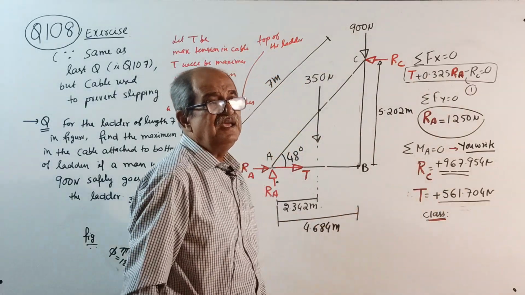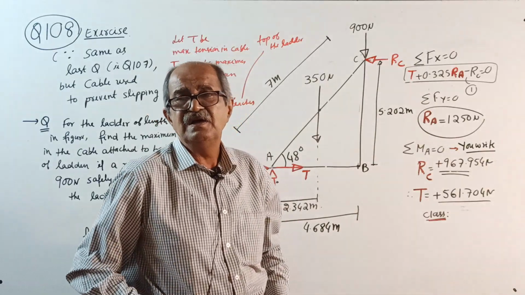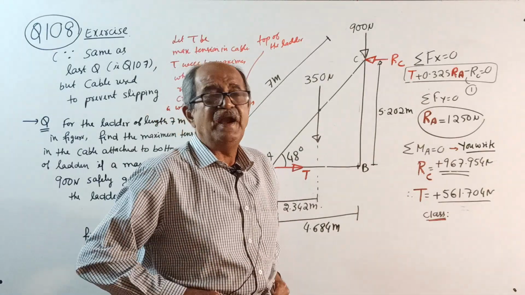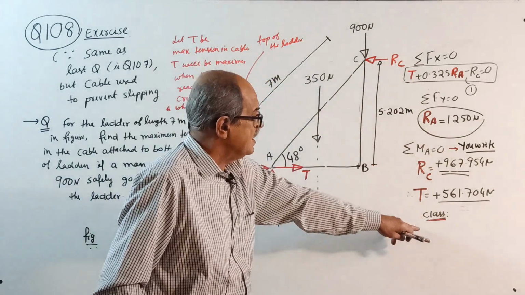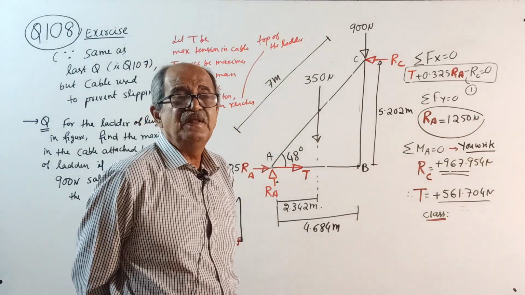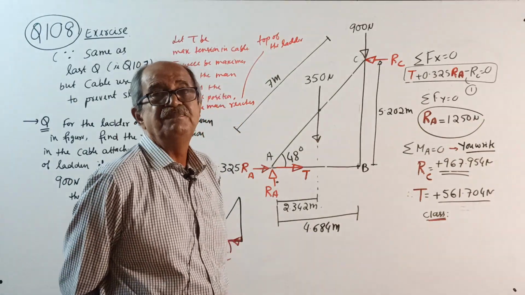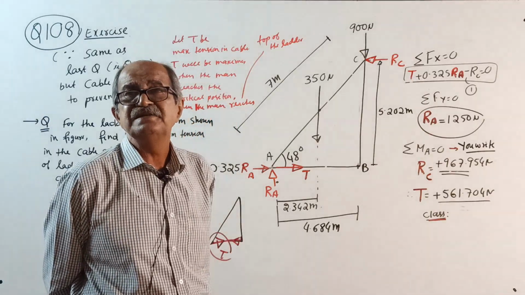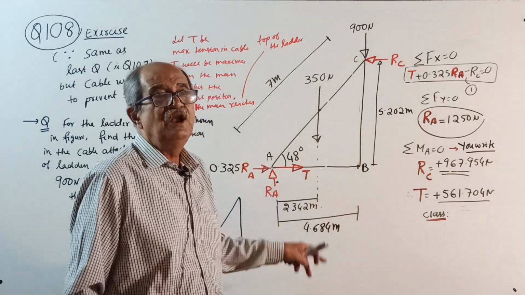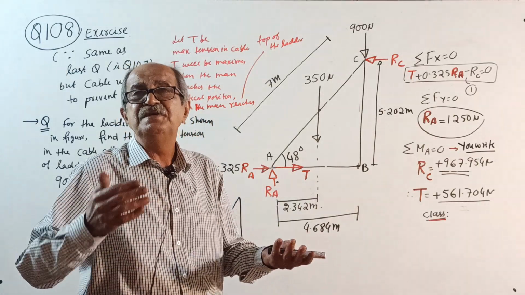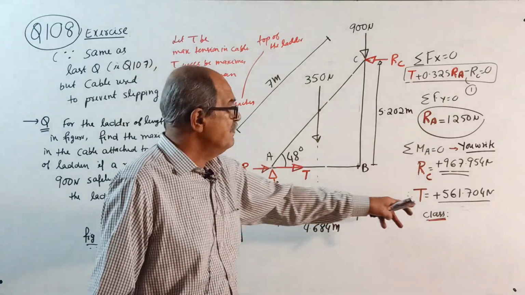Class, T came positive. Means what? Yes, the cable is required. Make a note: suppose when the person reaches the top of the ladder, the limiting stage has still not been reached, then the cable is not required. It will be a wasted cable. It will be simply lying there. Your T will come negative.